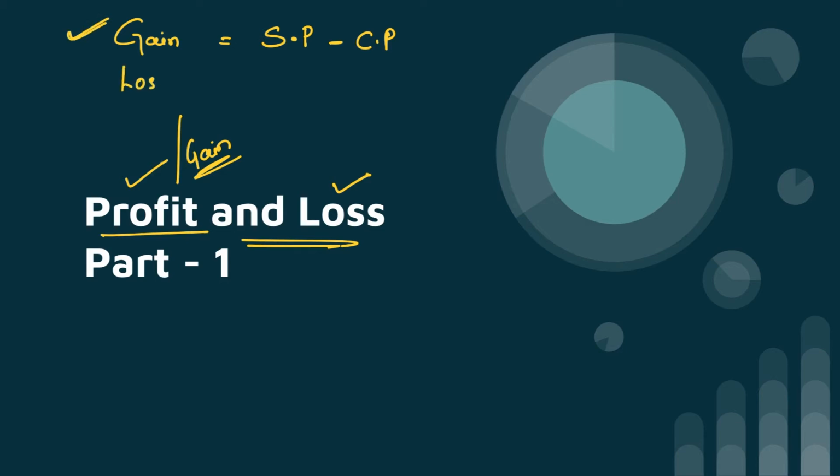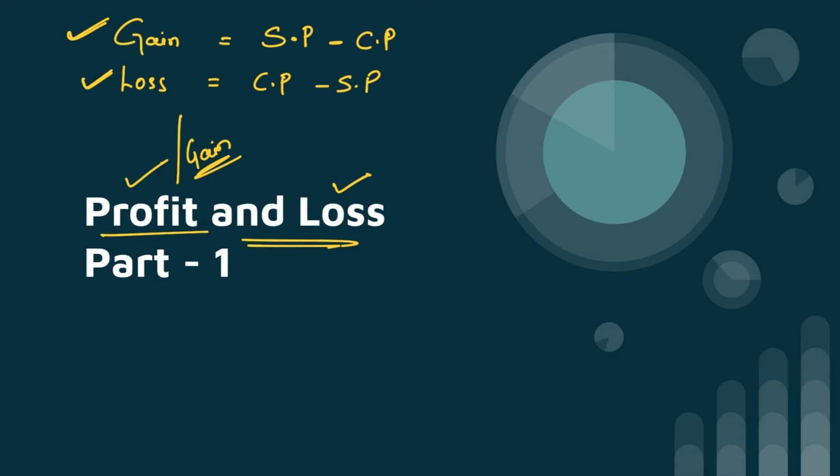Loss. So what is said to be a loss? Suppose you purchase the same book for 10 rupees and you sell that book for 5 rupees or 7 rupees, then a loss occurs for you. To find out how much the loss is, you subtract the selling price from the cost price. Then you can find the loss.